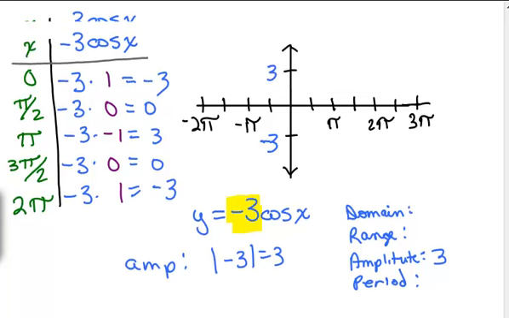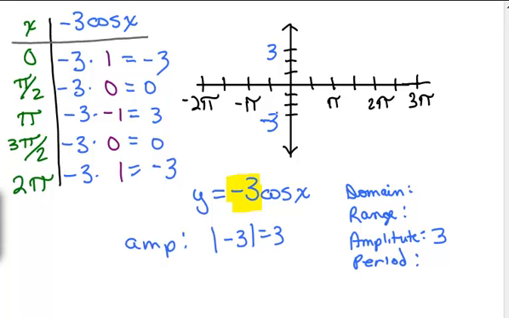Okay? All right, so we have (0, negative 3), right? So it doesn't start up on the positive side of the y-axis. It starts down here at (0, negative 3). Then I have (pi over 2, 0), (pi, 3), (3 pi over 2, 0), and (2 pi, negative 3). And there we have one cycle, or one period. And, you know, this is how you sort of sketch things. I'd use a pencil if I could.